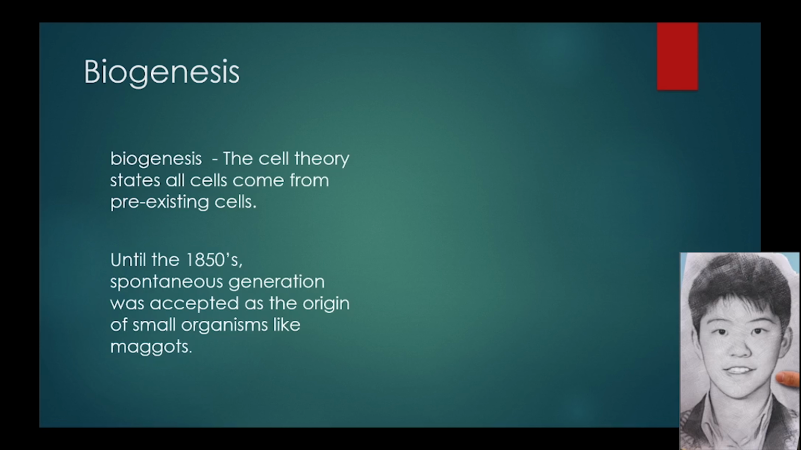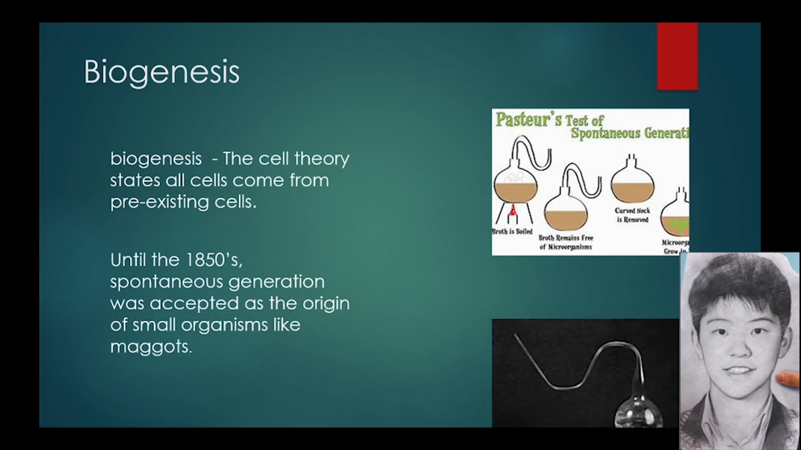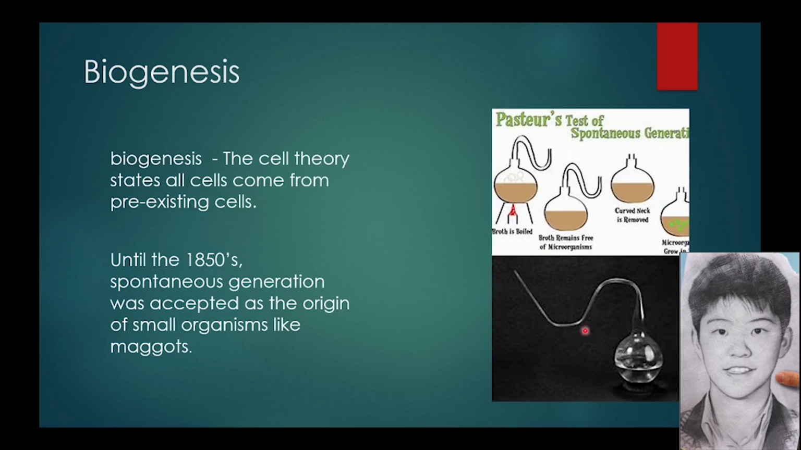However, it was disproved in 1859 by Louis Pasteur, when he boiled beef broth in 2 flasks, both with glass goosenecks. So this is what a glass gooseneck looked like. So, when he broke one of the goosenecks, the broth was exposed to the air and microorganisms began to grow in. This was how he proved that spontaneous generation was not valid.